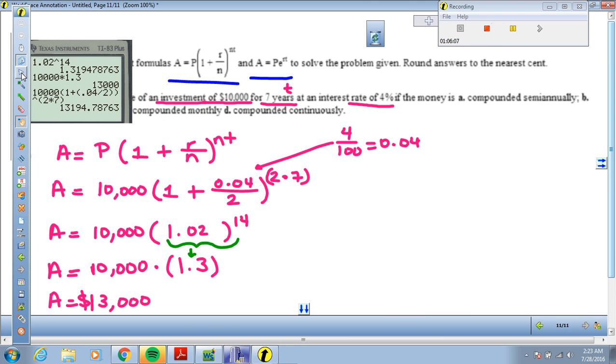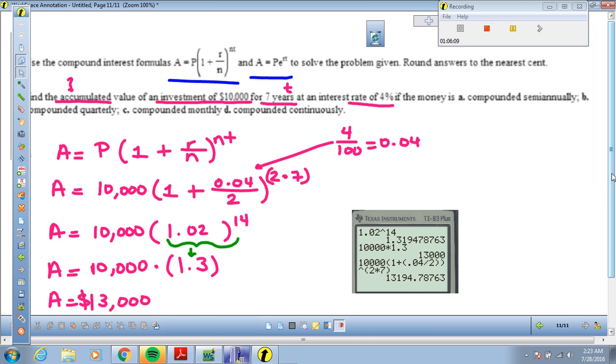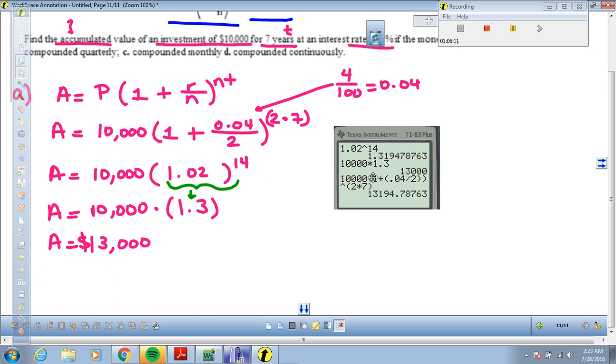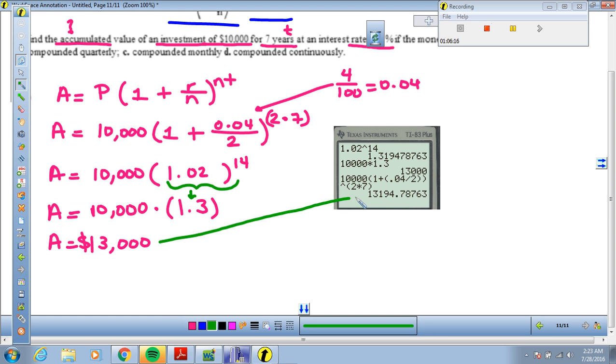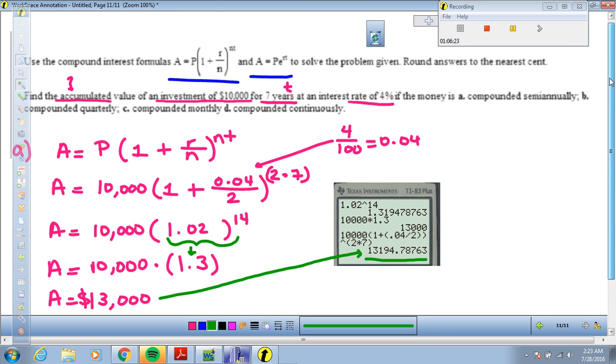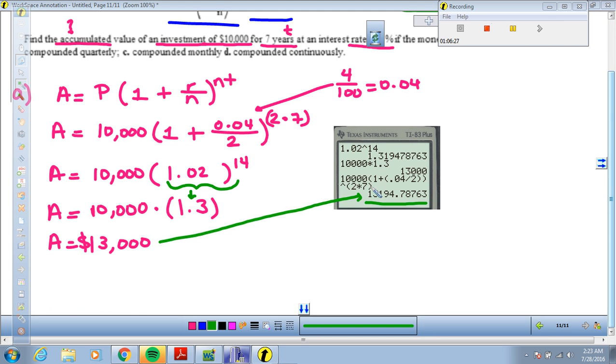And you can see how it's supposed to be entered in the calculator. All this to get the exact answer, which would be this one right here. Okay. If we go back to the instructions, it was saying round your answers to the nearest cent. So if we go by that, the answer should really be $13,194.79, if we're going to round to cents.